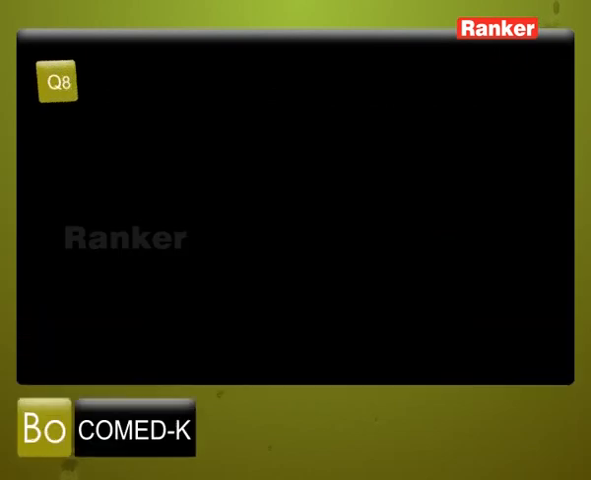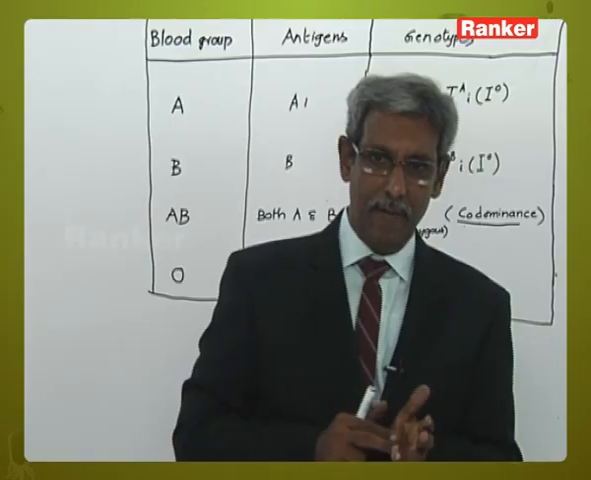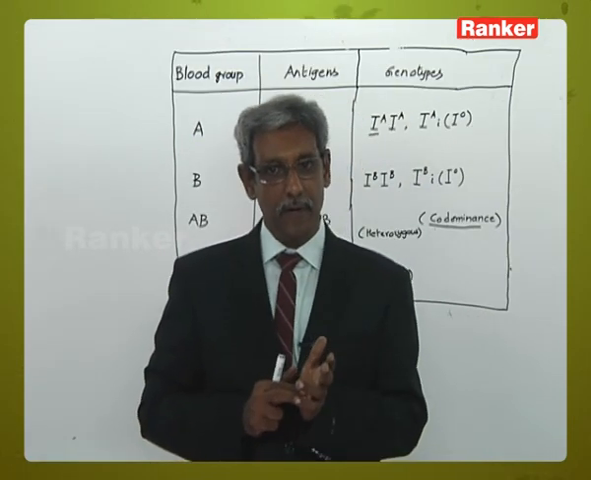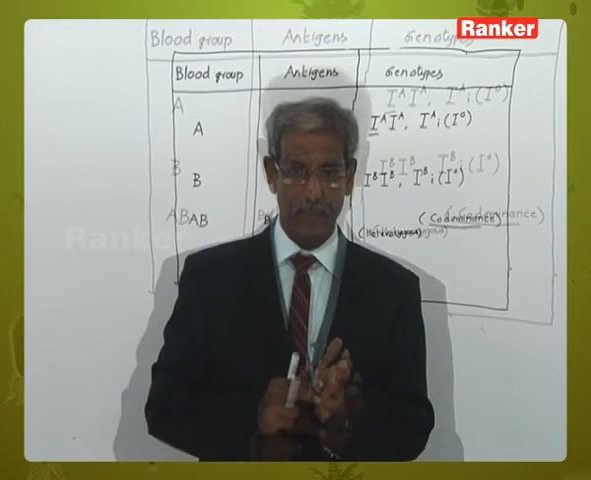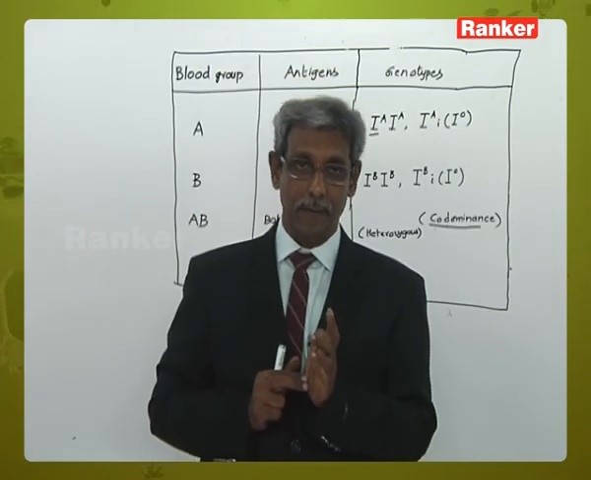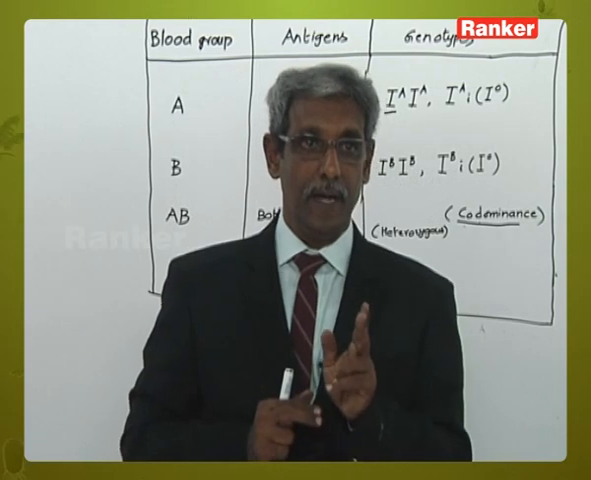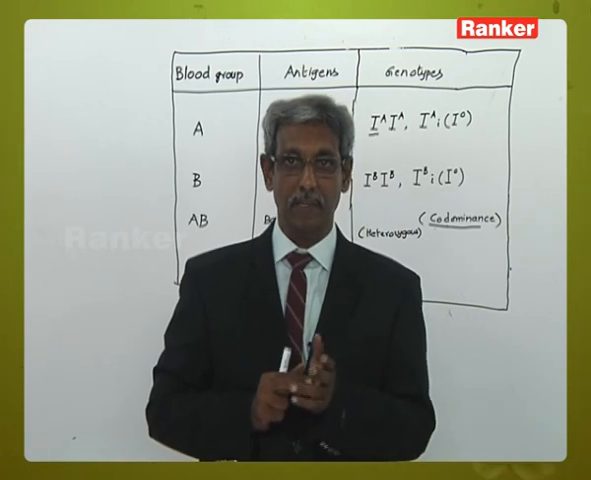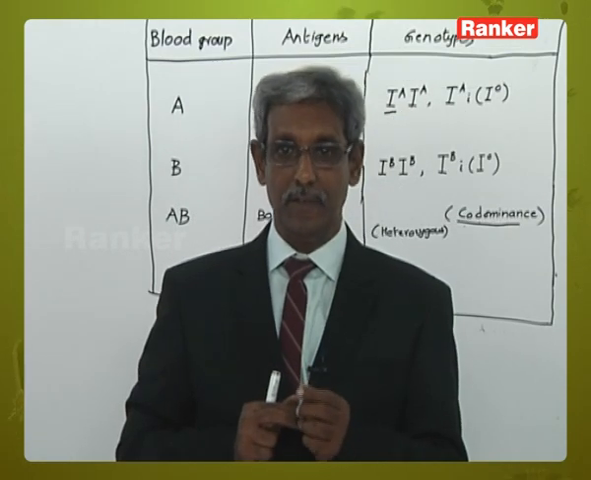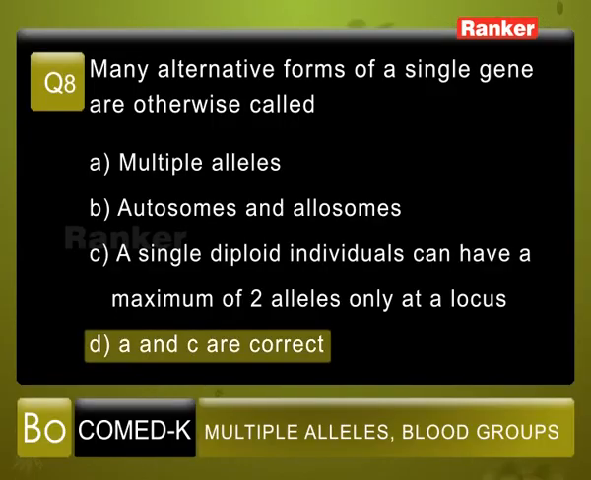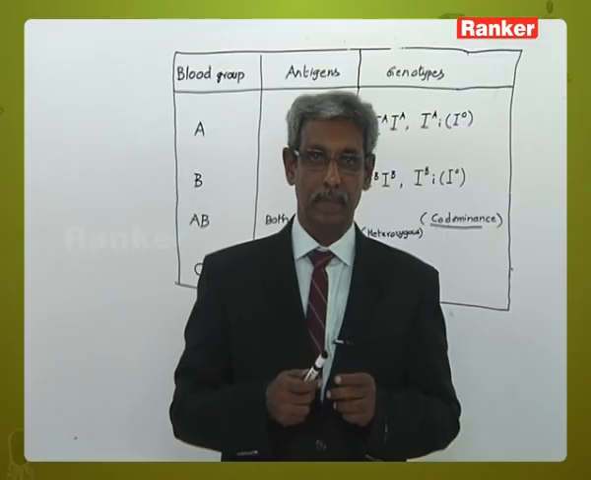What exactly is a multiple allele? A multiple allele is one wherein a single gene can exist in different alternative states. In a single diploid organism, you can have only 2 alleles; the permitted number of alleles on a particular locus is only 2. If there are alternative forms of an allele at a particular locus, it is termed a multiple allele. So the answer to question number 8 is that both choice A as well as choice C are correct, and thereby the correct answer is D. This is a very simple question.